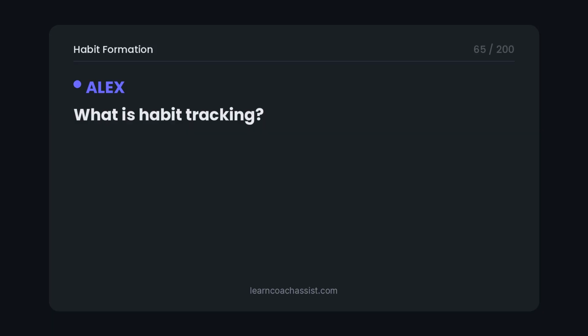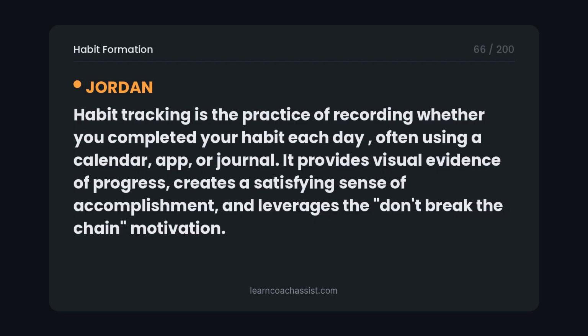What is habit tracking? Habit tracking is the practice of recording whether you completed your habit each day, often using a calendar, app, or journal. It provides visual evidence of progress, creates a satisfying sense of accomplishment, and leverages the "don't break the chain" motivation.